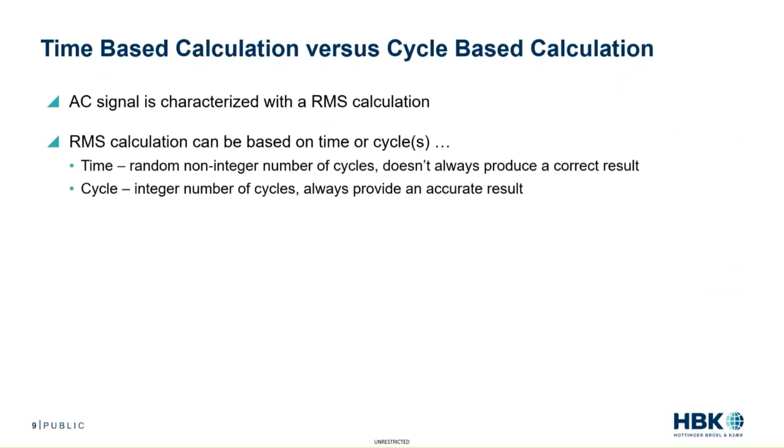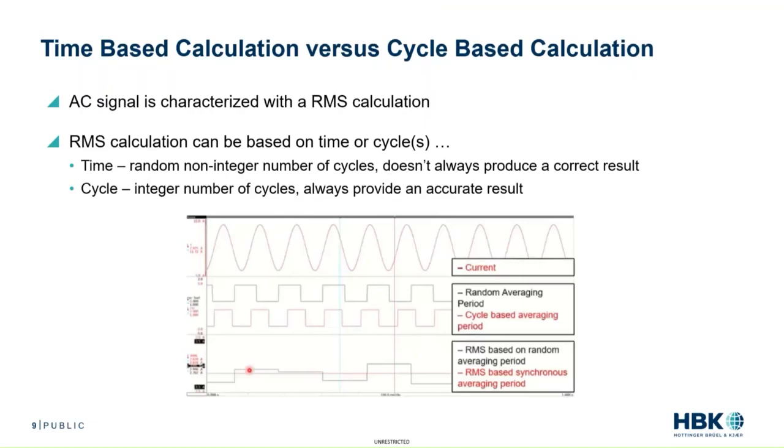In the RMS calculation, if you're measuring based on time, it could be a random non-integer number of cycles, which doesn't always produce a correct result. But if you're measuring based on cycles, it's an integer number of cycles. You're always providing an accurate result, something also known as true RMS.